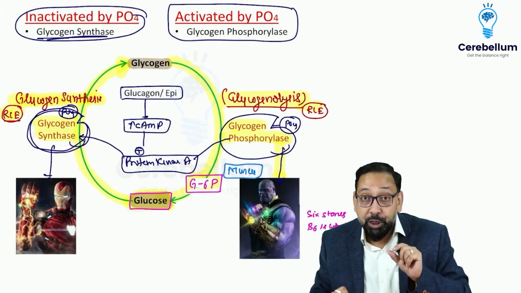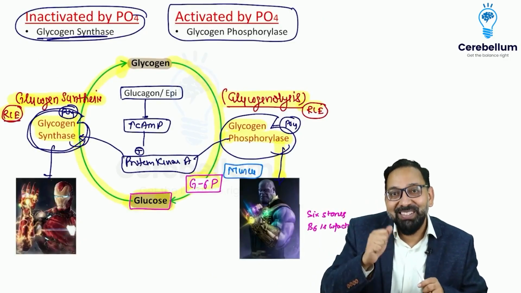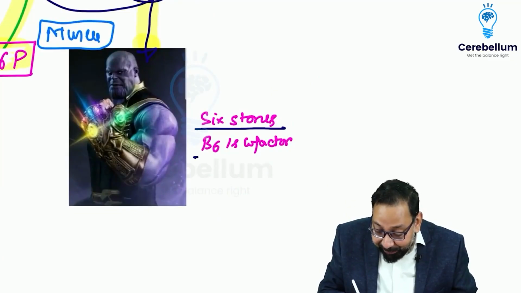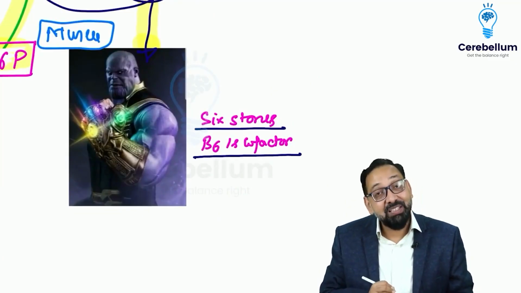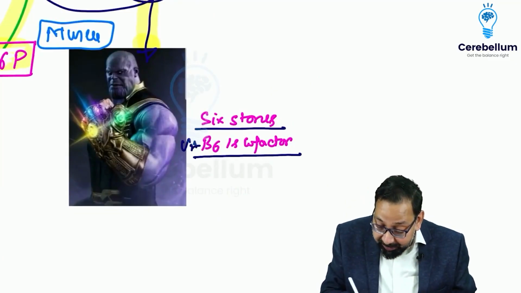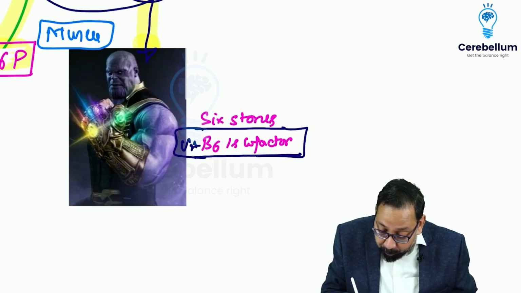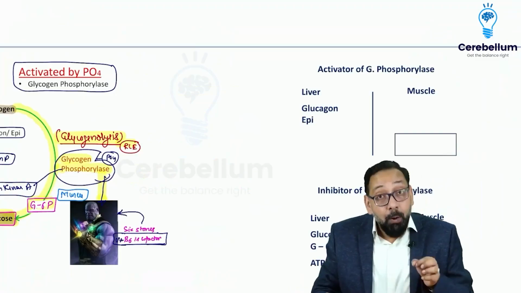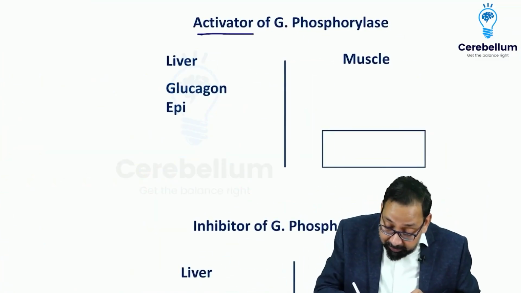Now a question is asked: how many stones were there? Six stones. So for glycogen phosphorylase, B6 is the cofactor. A question is asked: vitamin B6 is the cofactor for glycogen phosphorylase. Thanos, six stones, mnemonic.